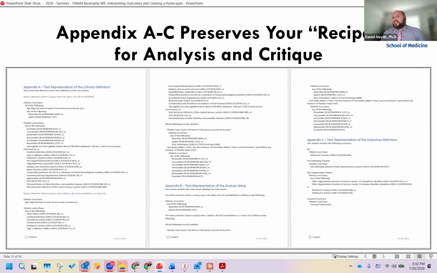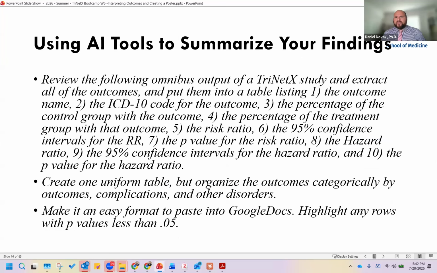So if somebody emails you and says, "Hey, we really liked your study, but we need some more details about how you set up your cohorts," you can send them Appendix A through C, and they should be able to mostly reconstruct your analysis solely based on this set of tables.